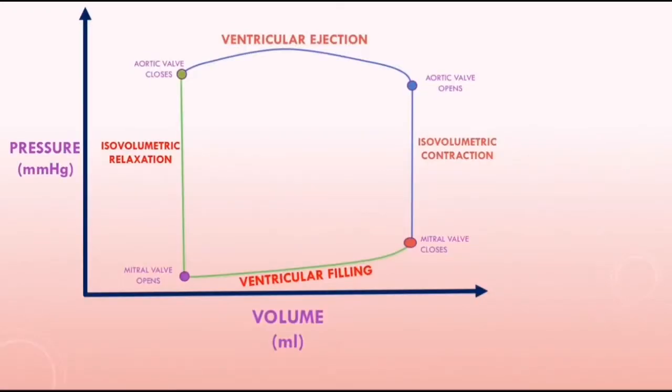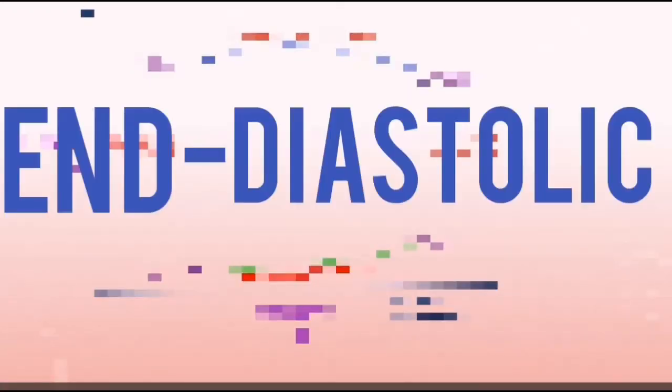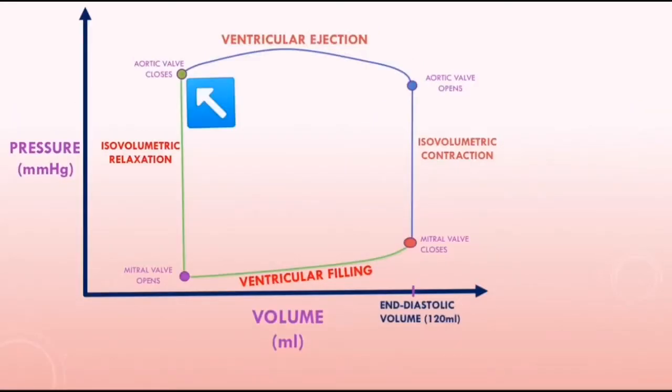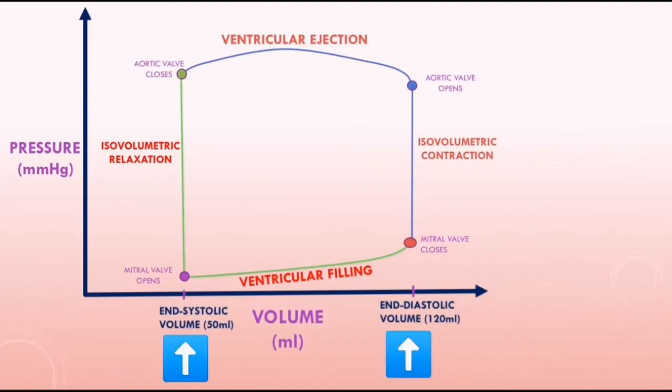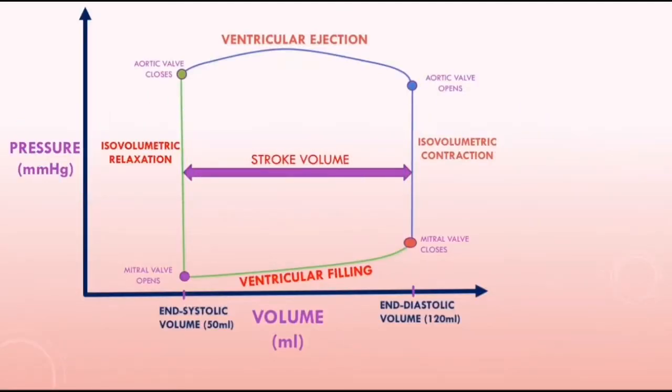The volume in the ventricles when the mitral valve closes is called the end-diastolic volume, and the volume in the ventricles when the aortic valve closes is called the end-systolic volume, and the difference between these 2 points is called the stroke volume. We will now apply this graph to different clinical situations.